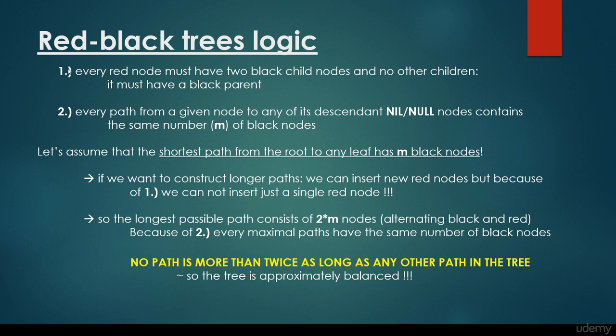Let's consider these two principles. The first principle is that every red node must have two black child nodes and no other children, and it must have a black parent. The second principle is that every path from a given node to any of its descendant null pointers contains the same number of black nodes. This number of black nodes is denoted by M.